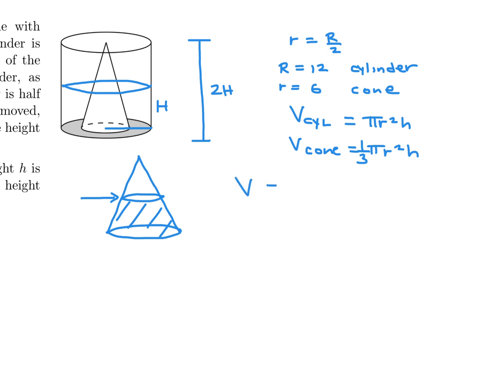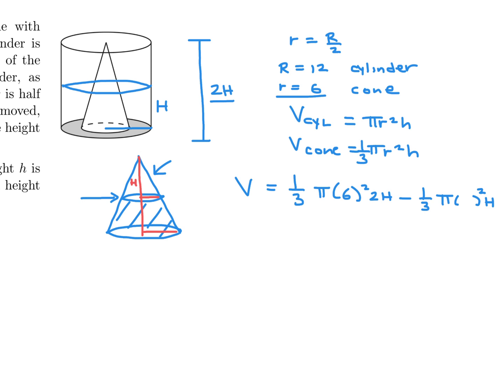So that volume is the volume of the full cone, which would be 1/3 pi, the radius of the cone is 6, squared, times height, but the height is this guy, the full 2h. And then you have to subtract from that this top part. So that's going to be 1/3 pi some r squared times h. Okay, now I've got to figure out what this r is. See, this r is 6, but what's that r? I think I can get that through similar triangles.